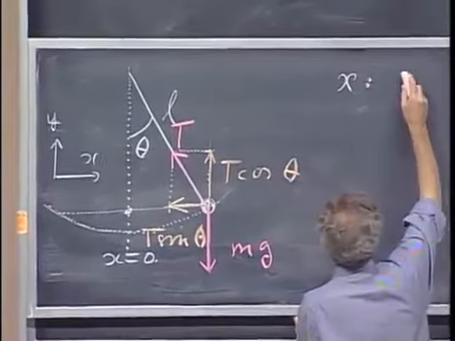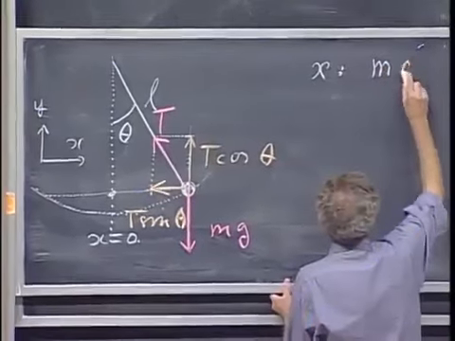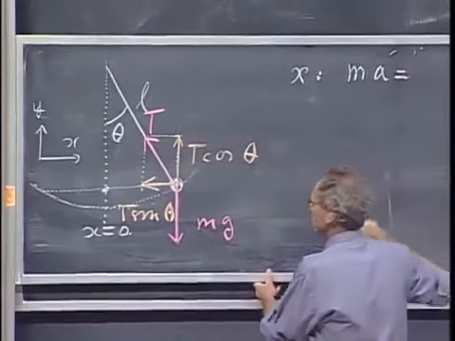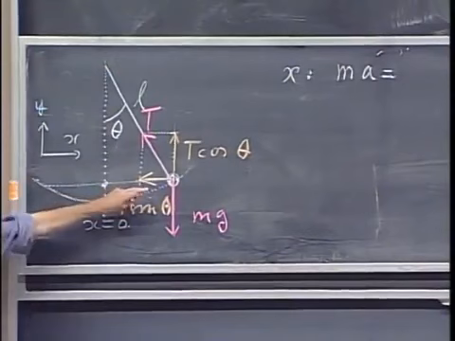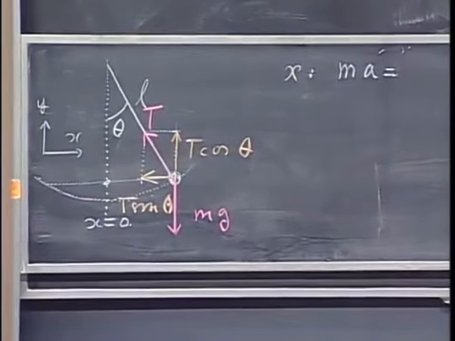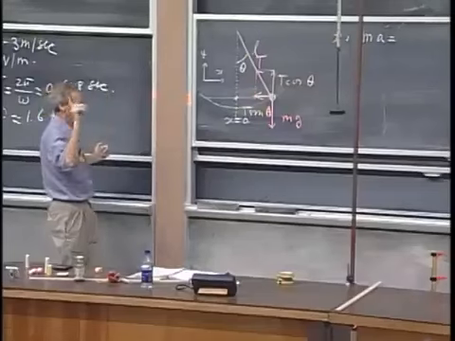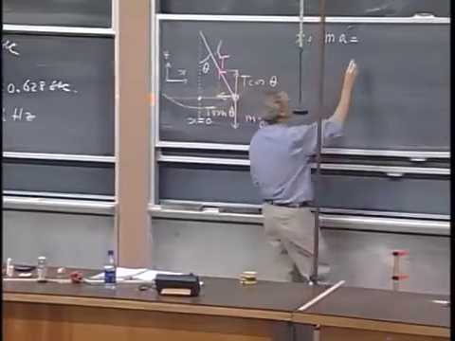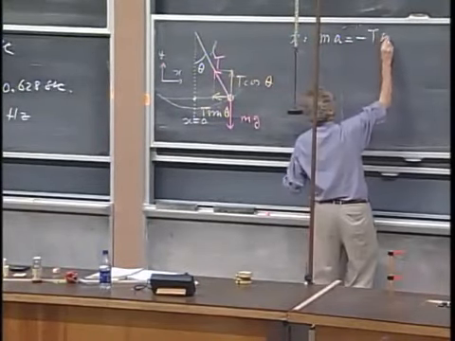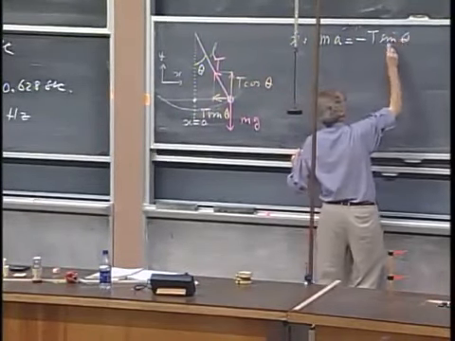And now I'm going to write down the differential equations of motion, first in the x direction. Newton's second law: ma equals... this is the only force in the x direction. It's a restoring force, just like with the spring. I therefore have to give it a minus sign. So it equals minus T times the sine of theta.